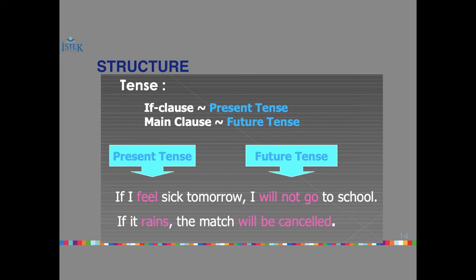Let's take a look at its structure. So, our if clause must be in present simple tense. But when we come to our main clause, because we are talking about the future and it's a probable or possible future, we must use will.